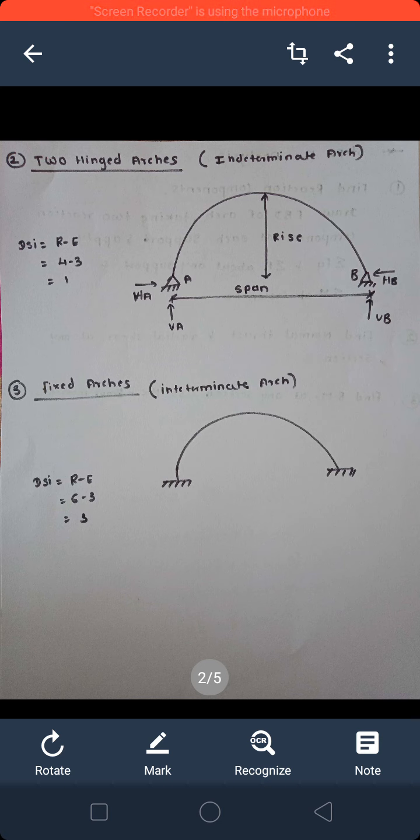The last type is fixed arches. Fixed arches are also called hingeless arches. The fixed arch is a statically indeterminate structure to the third degree. There are 6 unknown reactions and only 3 equations of equilibrium are available. So the degree of static indeterminacy for fixed arches is 3. Hence, it is an indeterminate arch.